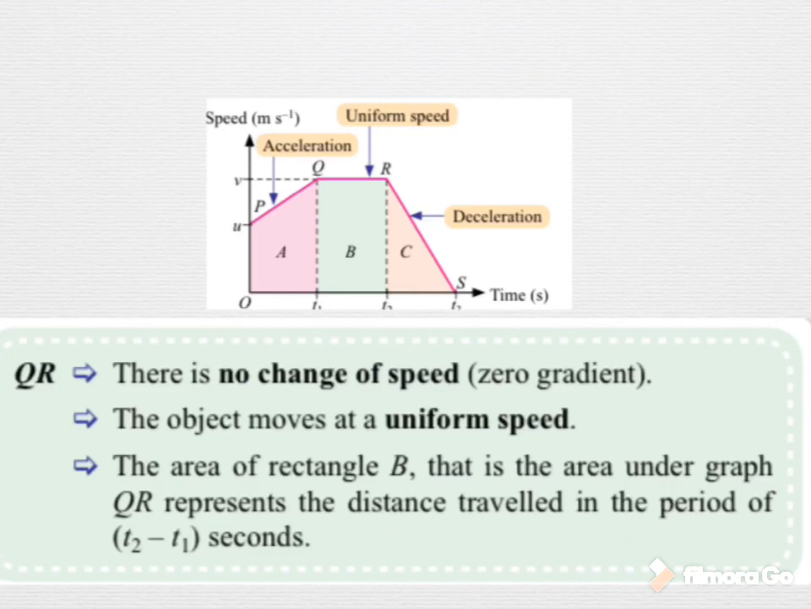Then the area of rectangle B, the green rectangle B, that is the area under graph QR, represents the distance traveled in the period of t2 minus t1 second. For example, if t1 is 5 and t2 is 10, that means the difference is 10 minus 5, which is 5 seconds. Meaning that for the 5 seconds, the particle or the car is moving at uniform speed.